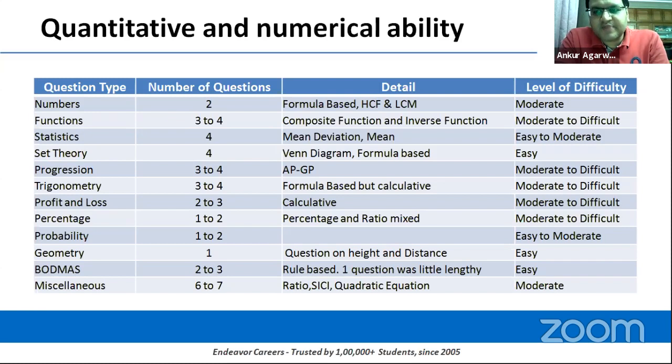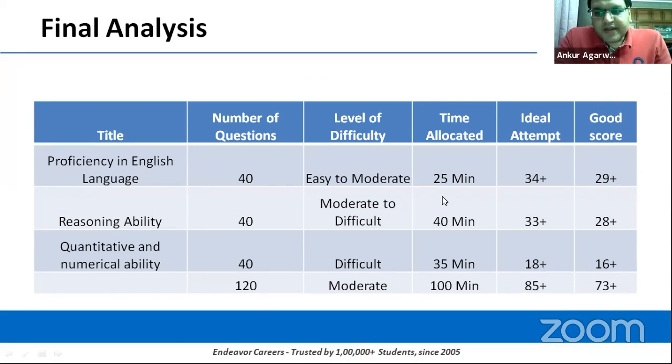All said and done, please be prepared for any surprises or any change in the difficulty level or the distribution of questions, right? Now, let's have a look at the overall analysis of the paper, right? So, first section was the English section, wherein, as we have suggested, our optimal time that students should devote to the section is around 25 minutes, and students can look at attempting 34 plus questions, and a good score in this section would be around 29 plus, right?